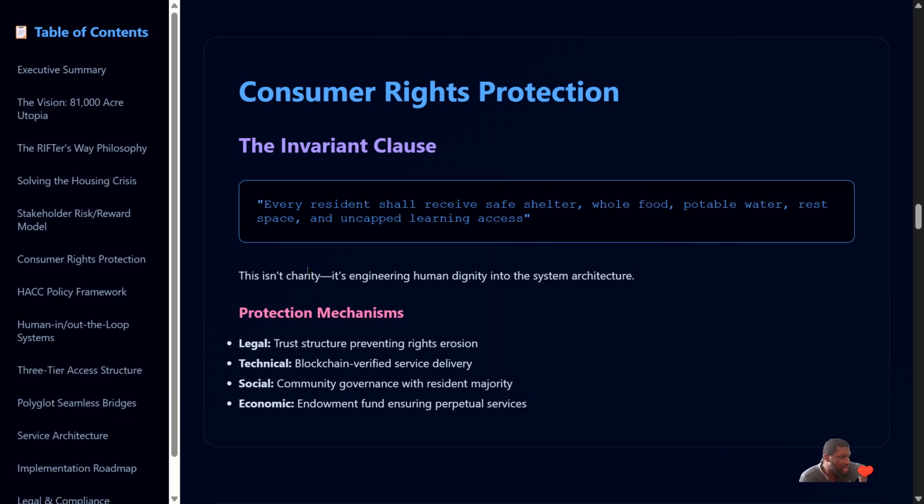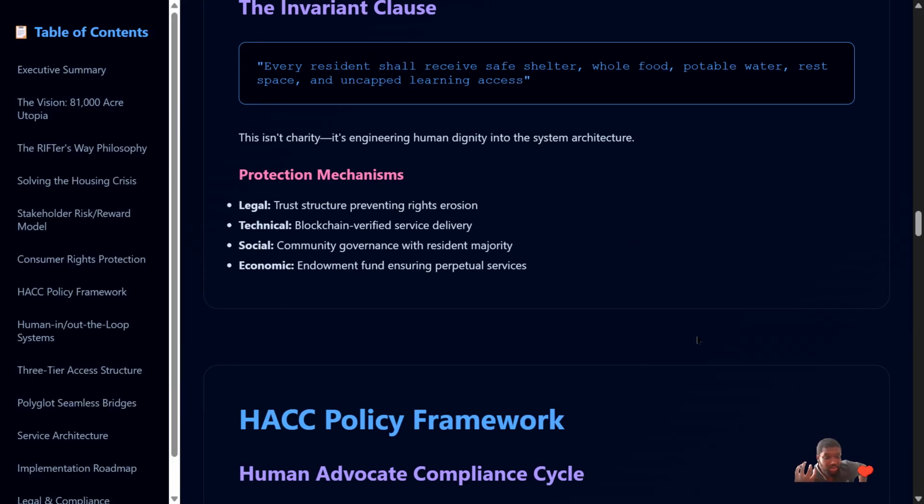The various clause is like every resident shall receive safe food, whole food, potable water, safe shelter, rest, space, and capital access. This is just the constitutional clause, because I'm trying to build a utopia here. That's the clause. It's not charity. It's for human beings.